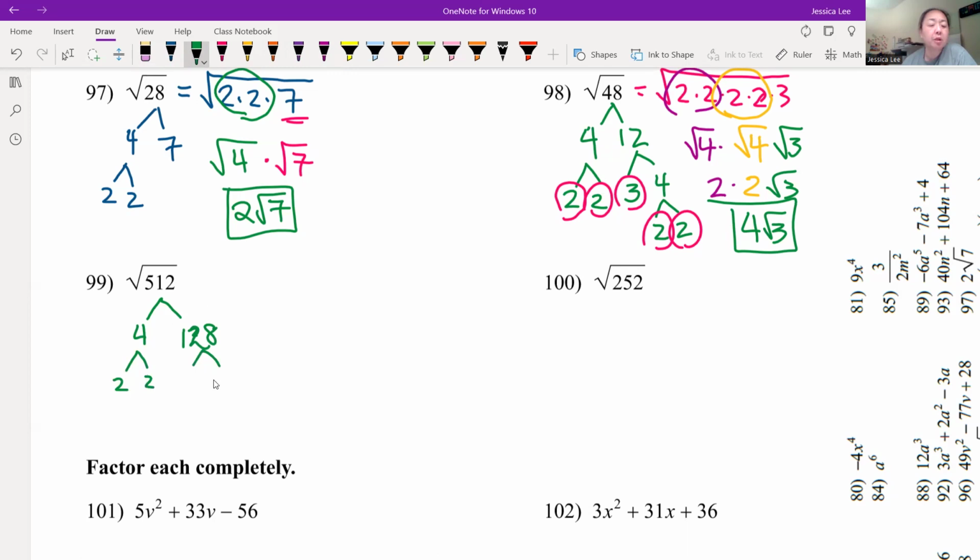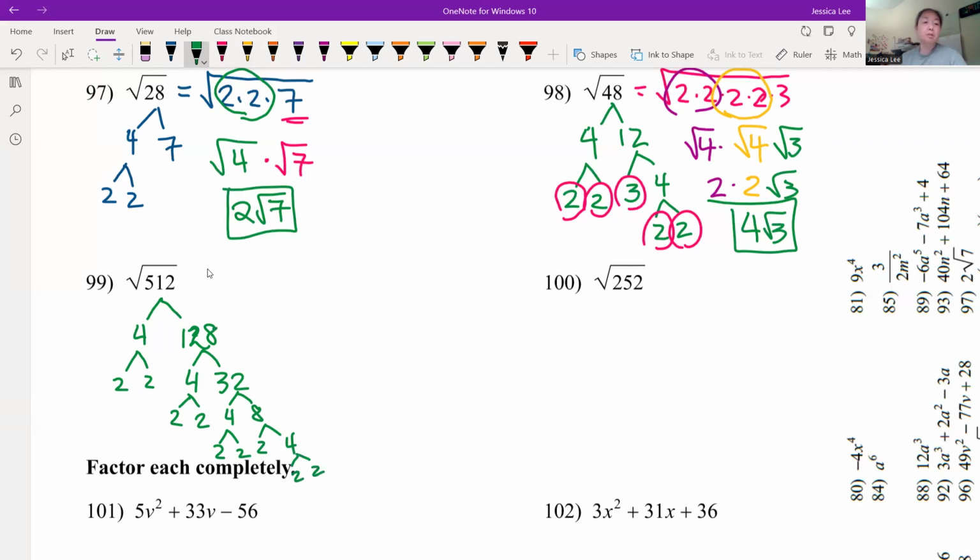I can break up the 128. That also goes into 4, so 4 times 32 is 128. So 4, again, can be broken down to 2 and 2. 32 can be broken down into 4 and 8. This is a lot of 2's. 4, again, 2 and 2. 8, do not say 4 and 4, because 4 times 4 is not 8. So it's 2 times 4, and that's 2 times 2.